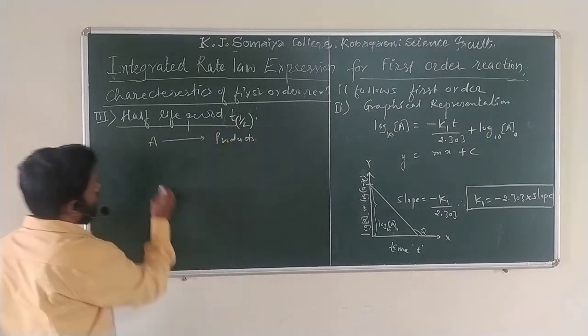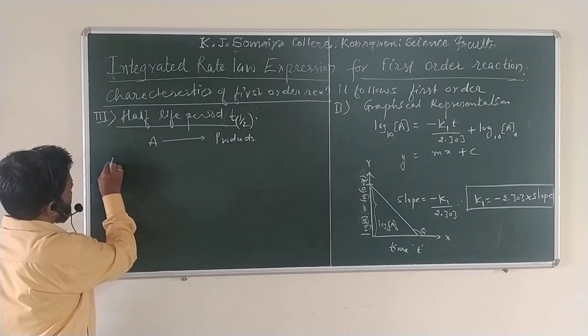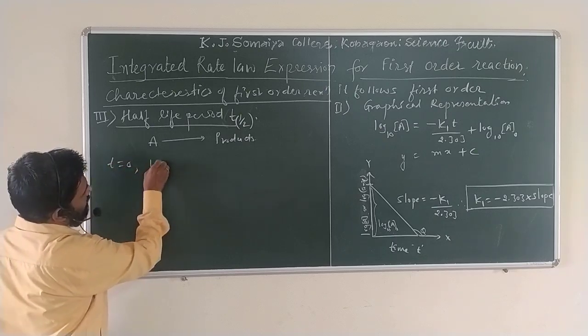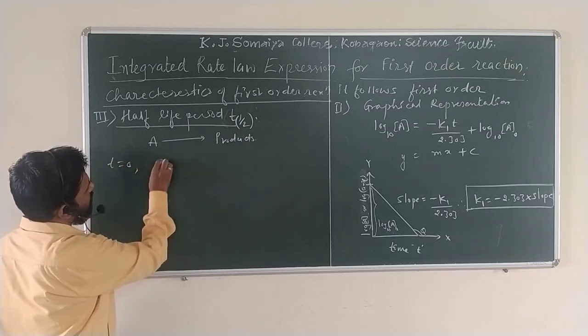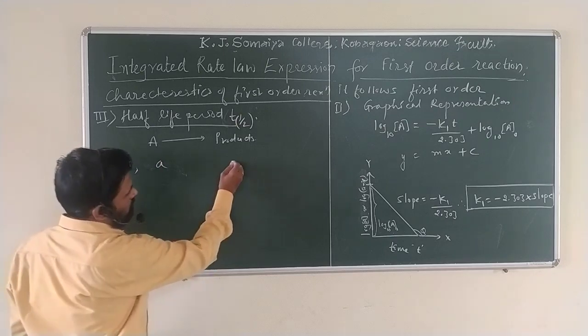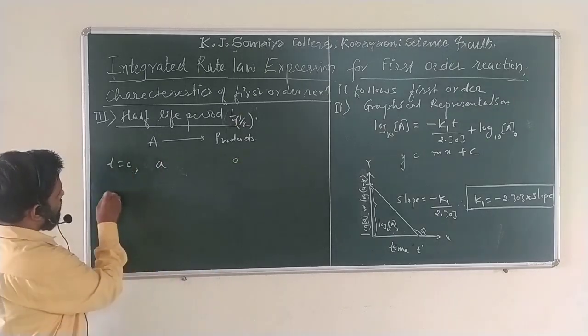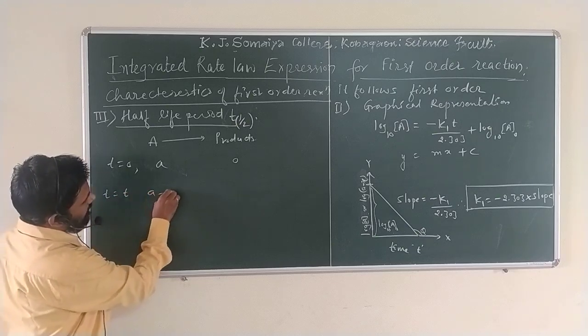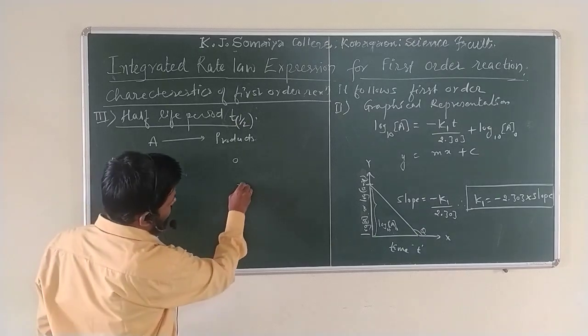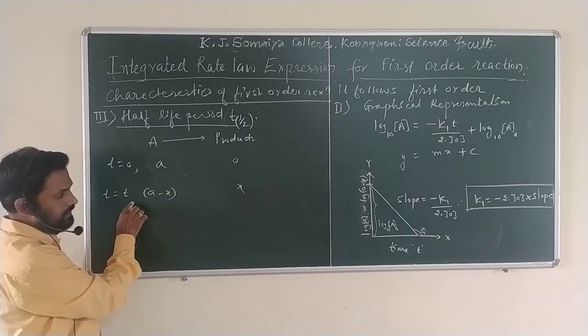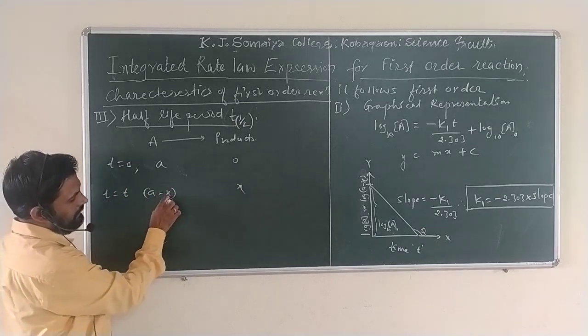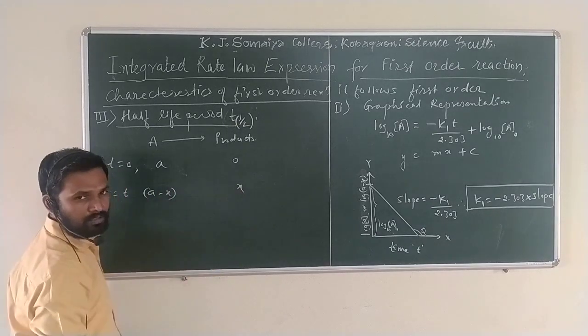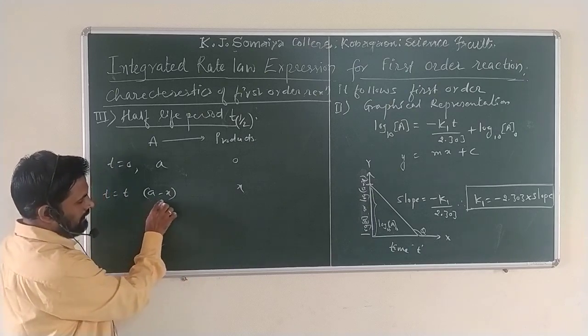Let us consider that initially, when time equals 0, there are 100 molecules, or concentration A, and the product concentration is 0. When t equals t, A minus x will be there, and the product will be x. At time t equals t, the concentration is A minus x, where x is the amount of product formed.